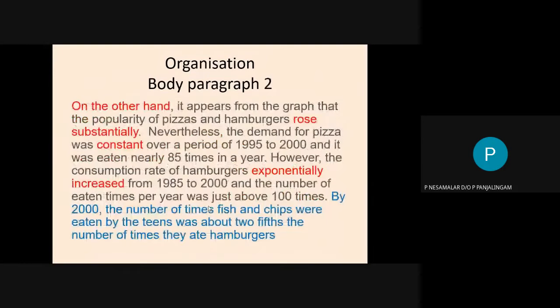So your second body paragraph. So here's the contrast. Okay, so now what's happening? Popularity of pizzas and hamburgers rose. Demand for pizza was constant. So here's the number to support it. Exponentially increased, that means increased a lot. So you're giving the number to support that. Then the end of the period is the proportion. Okay, so you're having the trends, and the numbers to support them.